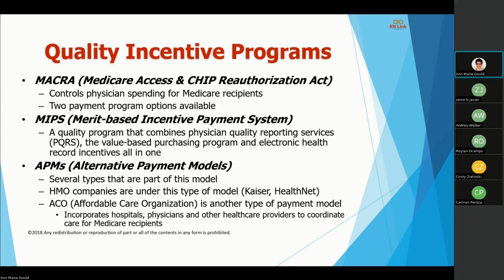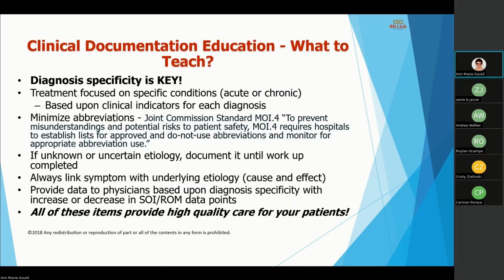So whenever I tell them, they always ask me, well, what's in it for me? I was like, well, let me show you. I grab a physician scorecard, their physician scorecard. I grab the HCC information, and I tell them, see, these patients have all these diagnoses. So diagnosis specificity is key. And treatment, focus on your specific conditions. Is it an acute or chronic condition? It's based on all your clinical indicators, your clinical evidence in the record for each diagnosis that's listed. But you also want to minimize abbreviations, right?